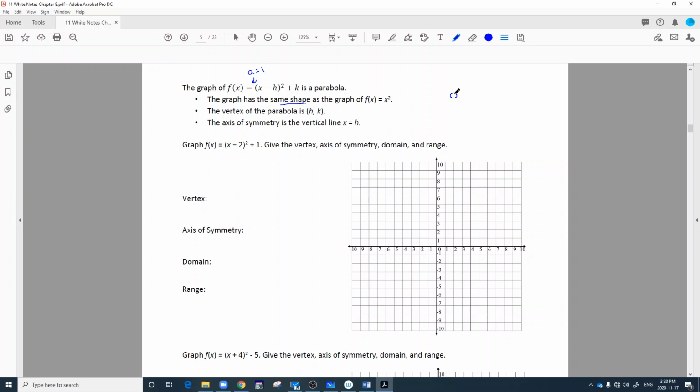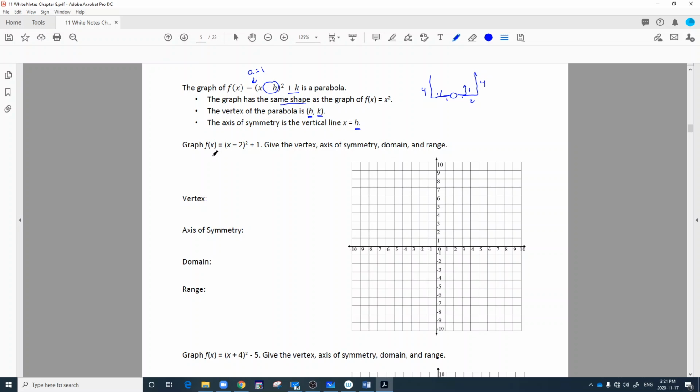So you're going to go 0, and then you're going to go over 1 and up 1, and then you're going to go over 2 and up 4. This shape is not going to change. So what is going to change is the location of the vertex. So the H is those horizontal shifts. It's going to move it left and right, so that changes the x value of the vertex, which also affects your axis of symmetry. And then the k is that vertical shift. It's moving it up and down, and so that's affecting the y value of the vertex.